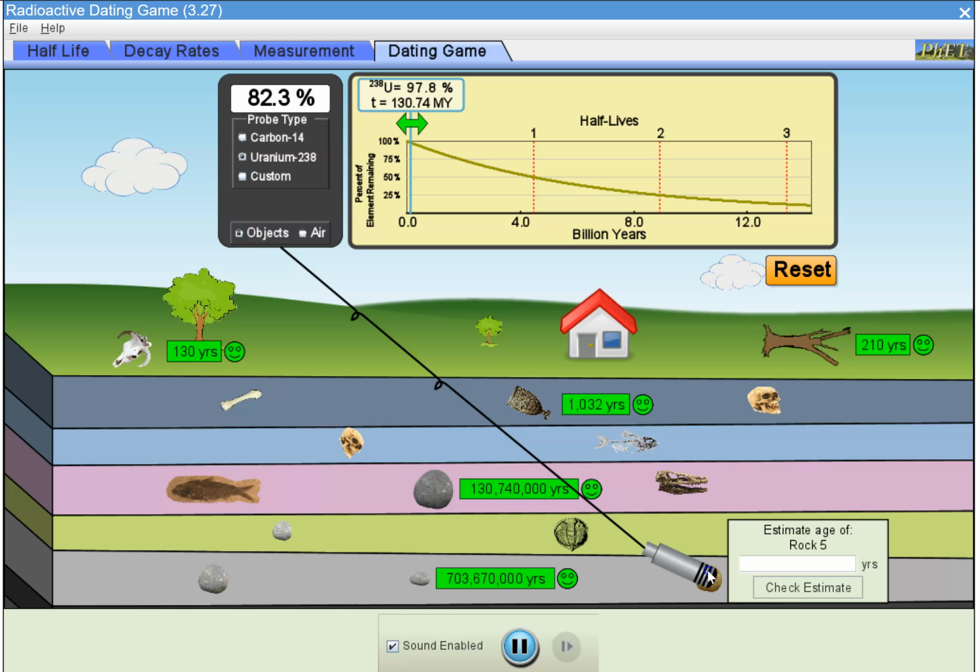My living things don't have it. We'll do rock number 5. Seems like it's the oldest of the rocks. 82.3. Oh my gosh, 1 billion years old. And I'll check that, and I got it right. Okay, so that gives you the 6 items that you are required to complete.